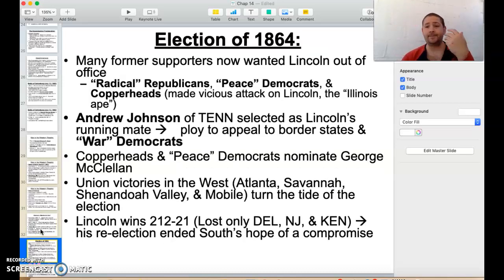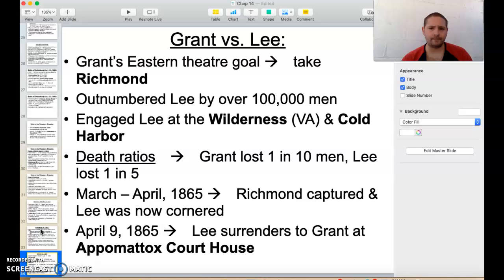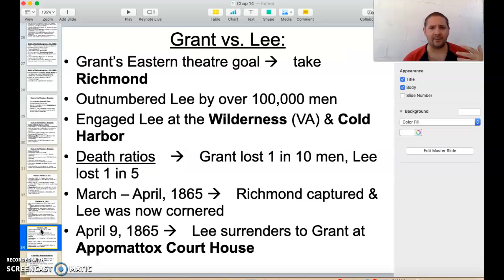Finally, Lincoln gets reelected in the election of 1864. And finally, the war ends in April of 1865. General Lee is forced to surrender at Appomattox Courthouse. The South has been demoralized. They have been defeated. Ulysses S. Grant, who would later become president, had taken over as commander of the army, and he takes Lee's surrender.